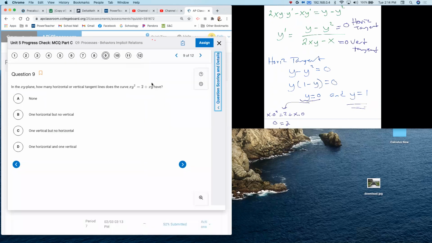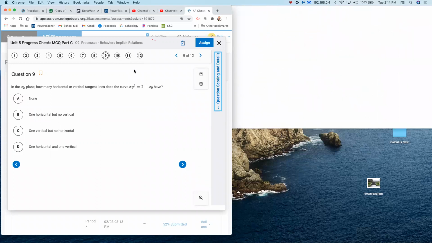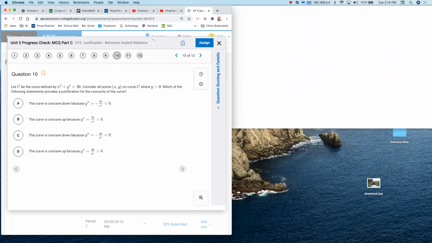Pretty tough question on that one. So all in all, this progress check is much harder than the other ones. Well, the back half of this one is. I'm looking at the chat to see if there's any questions, but I don't see any.